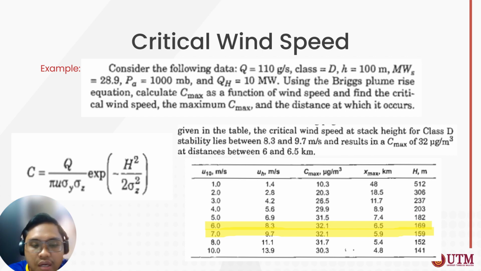And this is the equation we will use. And the solution is given in the table. The critical wind speed at stack height for class D stability lies between 8.3 and 9.7 meters per second, and results in a Cmax of 32 micrograms per meter cubed at a distance between 6 and 6.5 kilometers. As shown, the answer is highlighted.